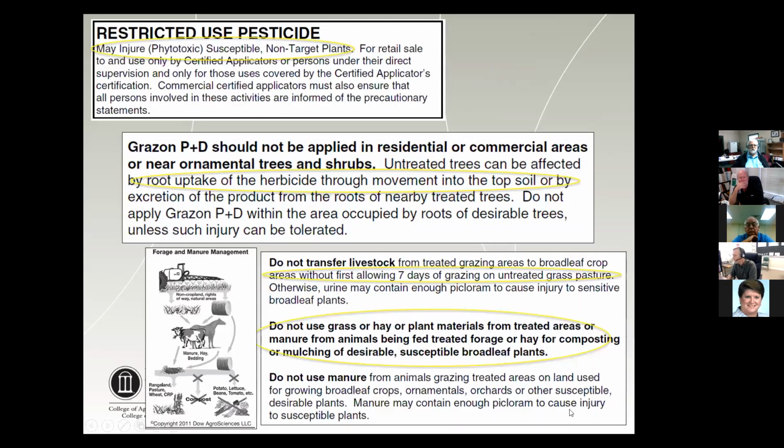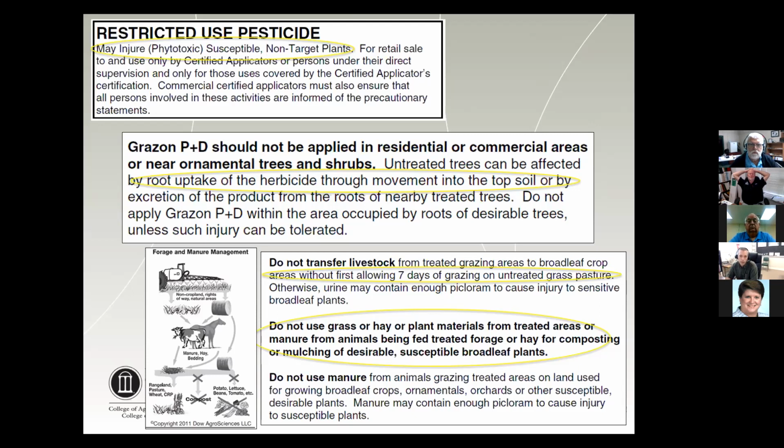So just to quickly look at a couple of warning statements that you'll see on typical herbicide labels. This is taken from a Grazon herbicide label. It is a restricted use pesticide, but again, the Grazon Next formula, even though that one's not restricted use, it's still a group 4 auxin herbicide. So you're going to see the same types of warnings on both herbicides, whether it's restricted use or not, okay?